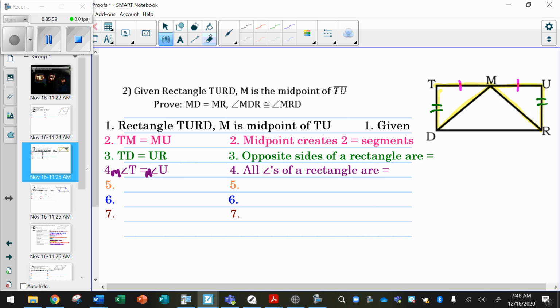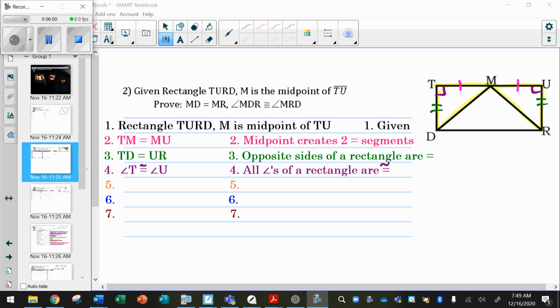When I use an equal sign, I need the M for measure: the measure of angle T equals the measure of angle U. The other option is to make them congruent, and that works as well. All right, so that gives me side, angle, side. Then I can match up MD and MR by CPCTC, and then the isosceles triangle theorem for those two angles that we were asked to prove. So pause the video, finish your proof, and then I'll see you at the next question.